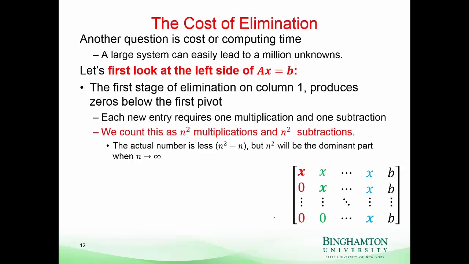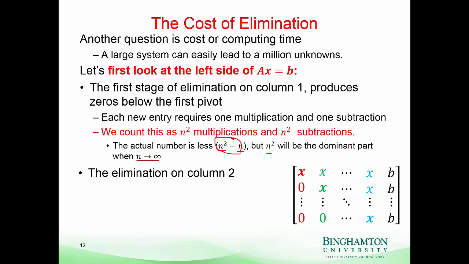So the actual number is more like n squared minus n, but it's common in these kinds of things to only worry about what this looks like when n gets really, really big. When n goes to infinity, n squared grows much, much faster than n. So this quantity will look an awful lot like n squared as n gets really, really big. So that's a common trick to do.